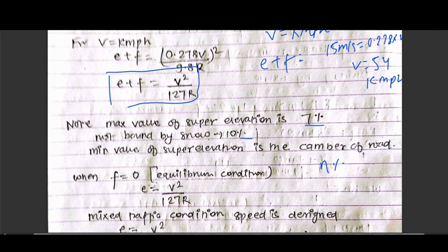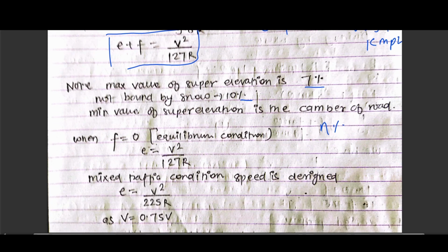And when F equals 0, that is the equilibrium condition. F equals 0 means that the internal pressure on both tires will be 0, because there is no friction, then there will be no pressure. So the pressure on this tire is 0. That is, the coefficient of friction is almost 0, the road is very smooth. So when F equals 0, the whole centrifugal force is resisted by the super elevation.